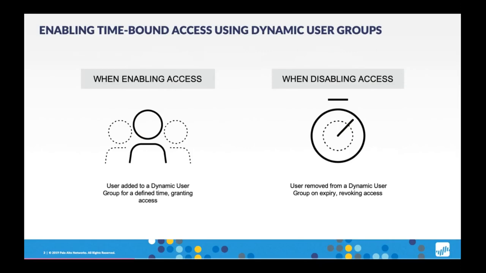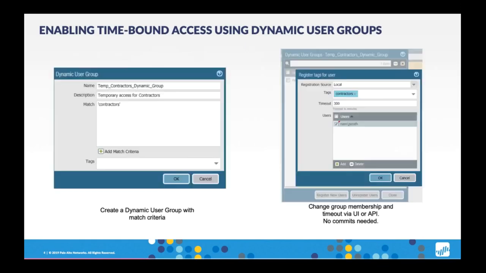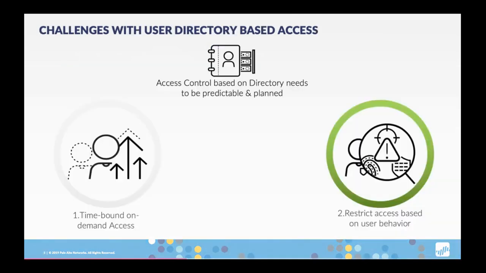With dynamic user group, you can provide temporary access to specific users, such as contractors or remote users and special teams for a period of time. Here, you see, I have created a dynamic user group on the firewall and I'm adding a user to the contractor group. This user will be automatically removed once the set time is up, resulting in simplified operations and reduced risks for you.